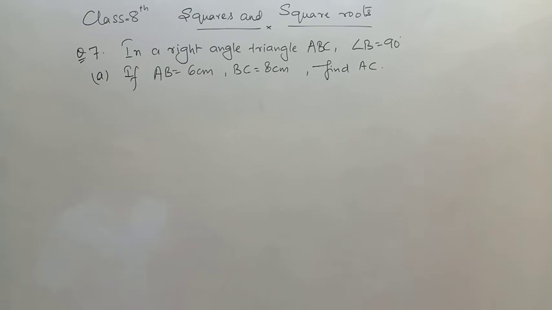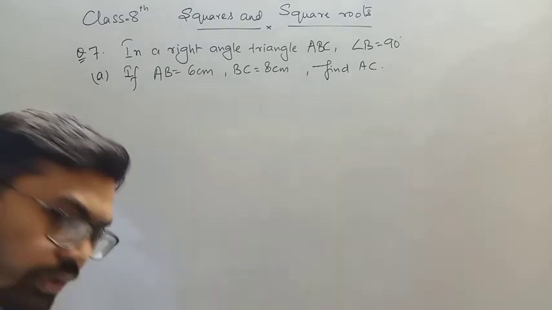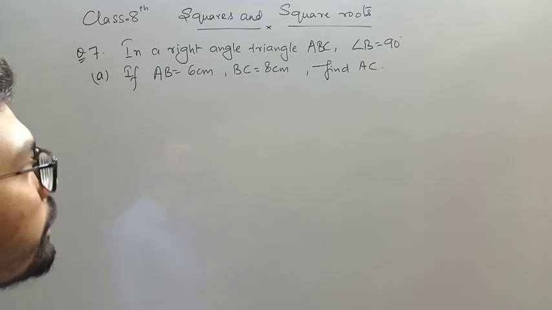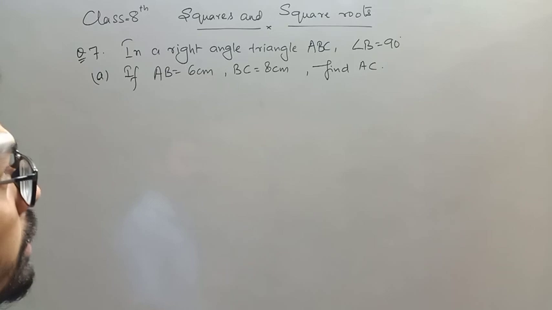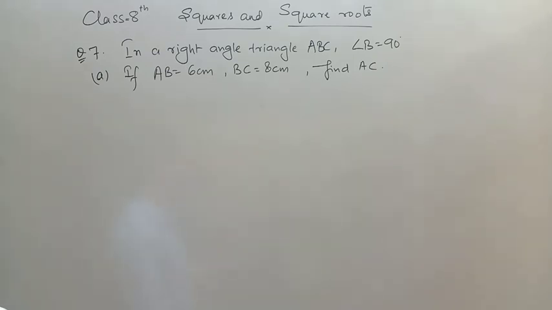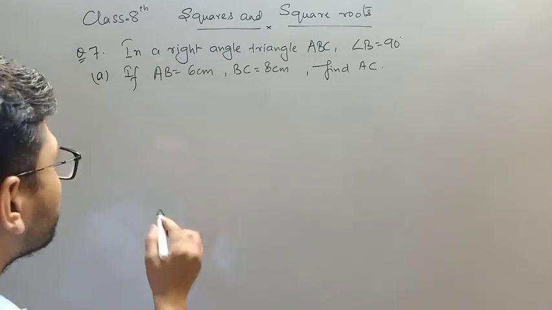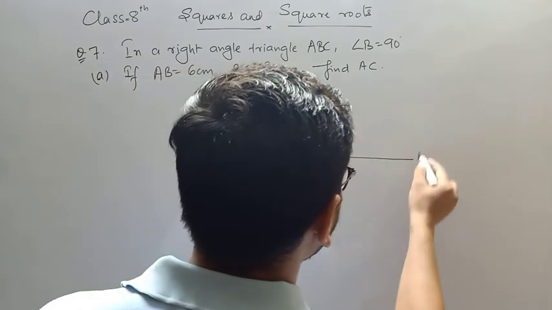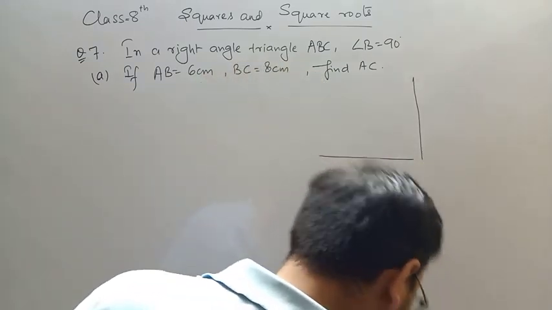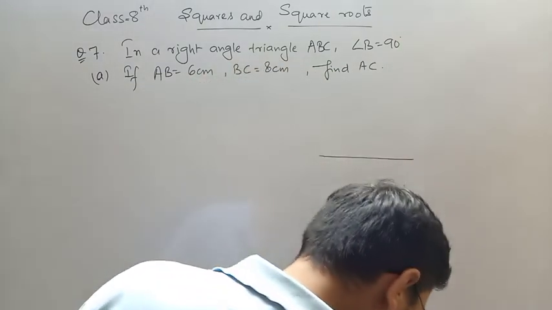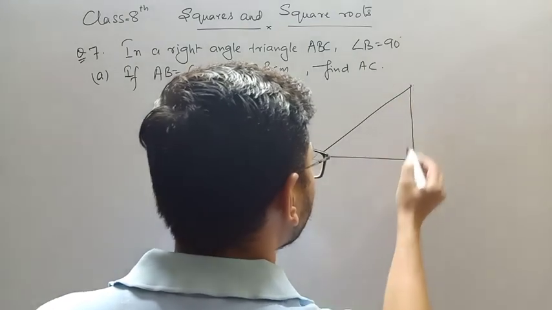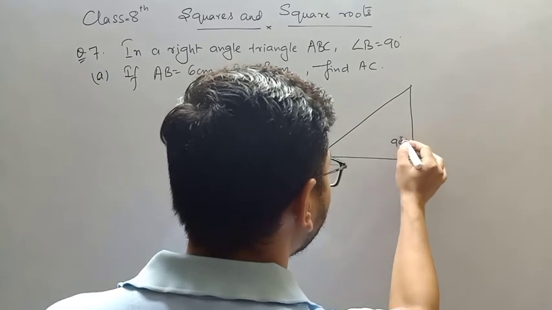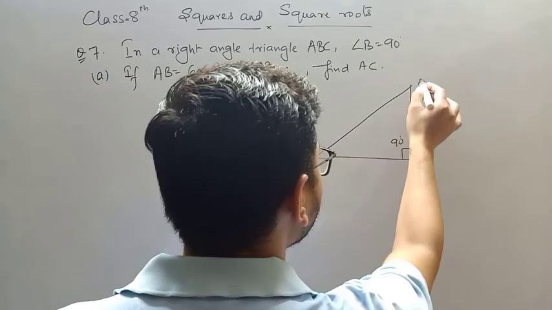Now see this question. This is question number 7. B part is for your homework. I'll explain part A. In a right angle triangle ABC, angle B is equal to 90 degrees. Because it's a right angle triangle, obviously one angle is equal to 90 degrees, and this angle is angle B. This is given in the question. So your right angle triangle will somewhat look like this. So this is 90 degrees. This angle is B. Let's say this is A, this is C.